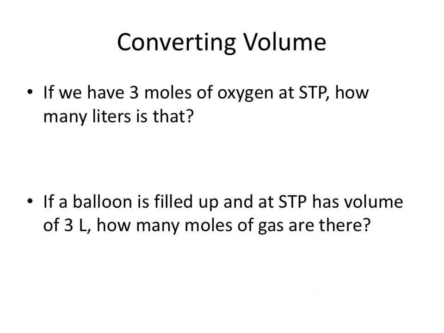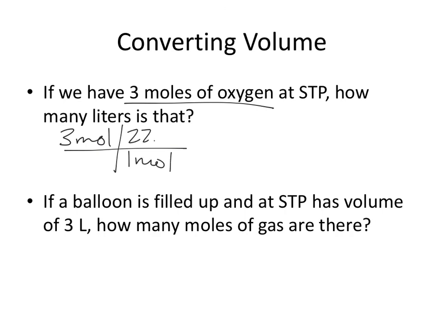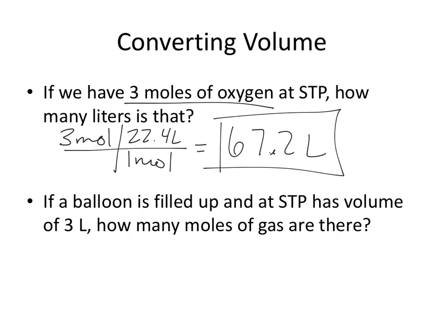So let's do some practice with that. If we have 3 moles of oxygen at standard temperature and pressure, we want to know how many liters that is. So we're going to take 3 moles, and for every 1 mole, that's going to take up 22.4 liters. So you're going to do 3 times 22.4, and you should get 67.2 liters. So let's have you give this second one a try here.